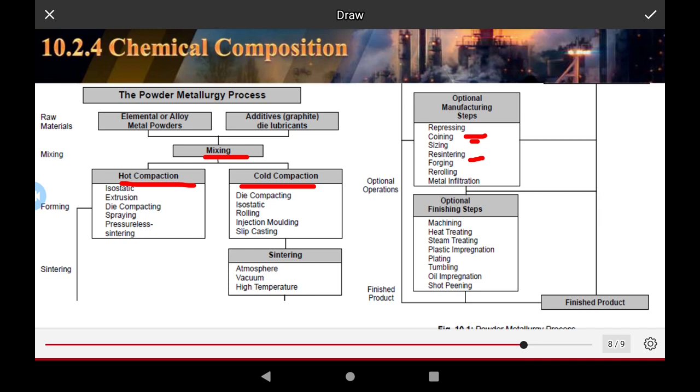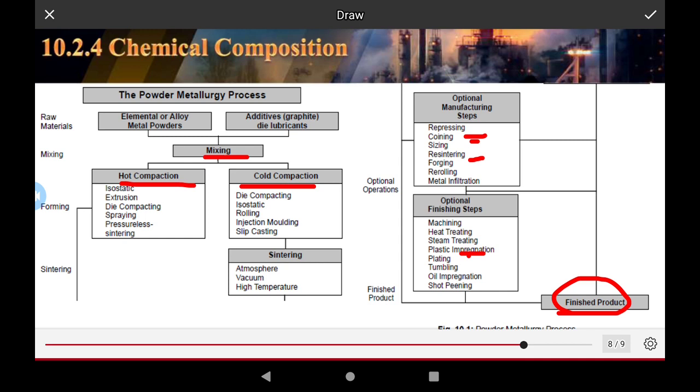The optional operations are other steps for the machining of the powder, heat treating and steam treating, and plastic impregnation and plating, and billing, oil impregnation and hot pressing of the material product. The finished product is the application. The finished product is achieved by the article form, and the other is product.